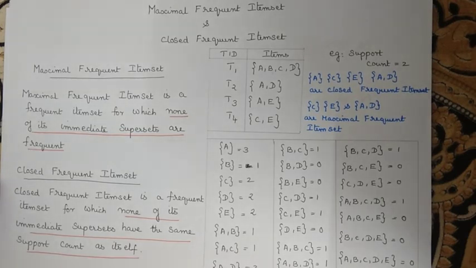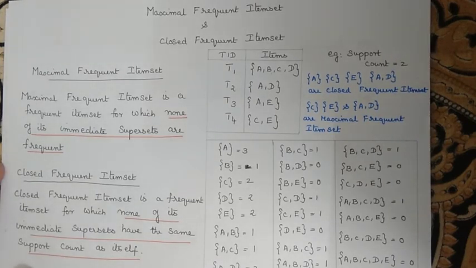Okay, so when we go to the closed frequent item set, the closed frequent item set is a frequent item set for which none of its immediate supersets have the same support count as itself. So what this says is, when we take these supersets and look, none will have the same support count as itself. Let me explain with an example.